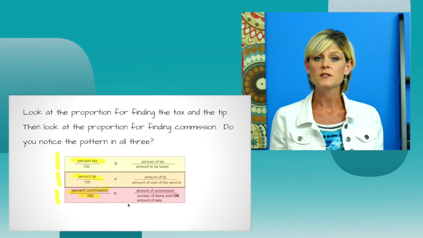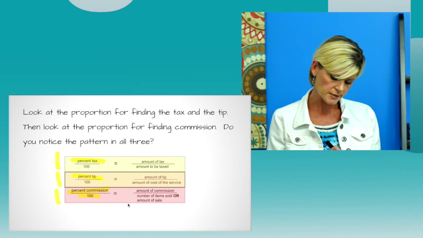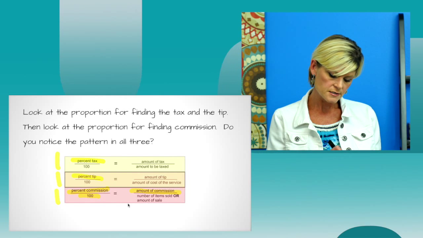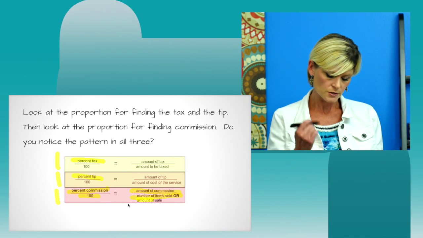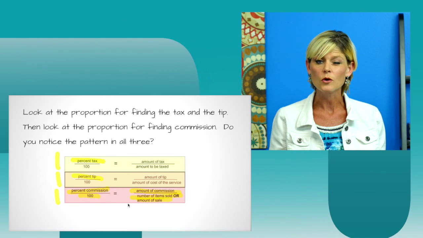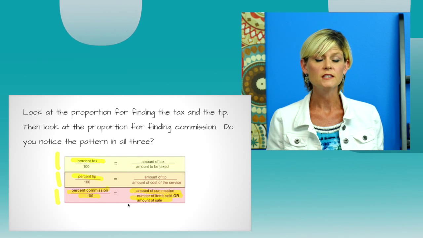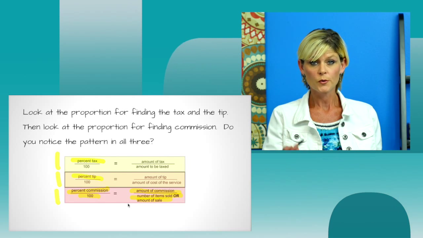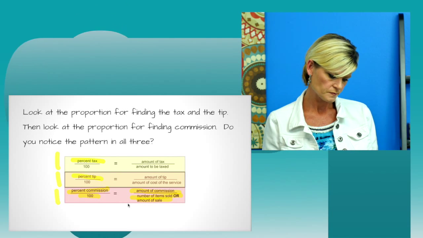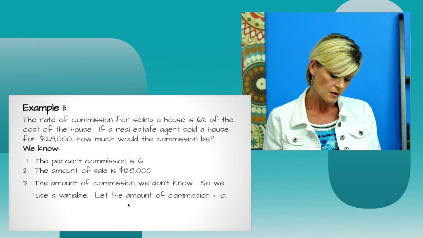And looking specifically at the commission box, the pink box, the amount of the commission is the percent of the number of items. It goes over the number of items sold or the amount of the sale. And I think this will make a little bit more sense when we start looking at an actual problem with numbers attached to it. So let's jump right into one of those. Here's our example.